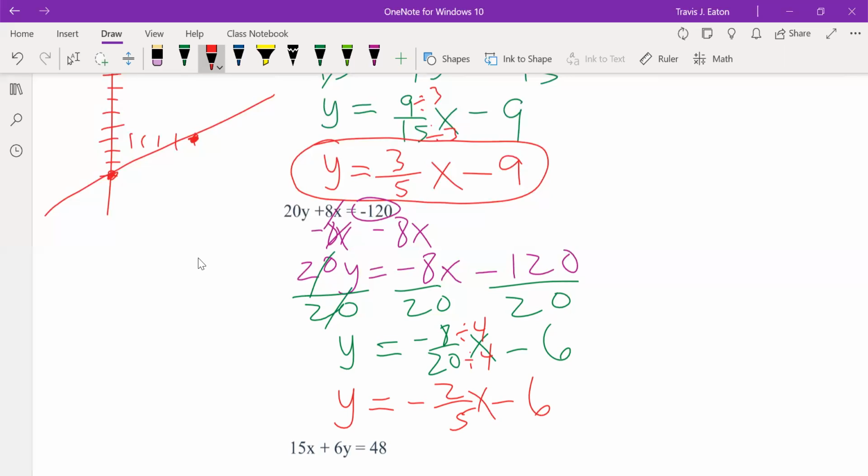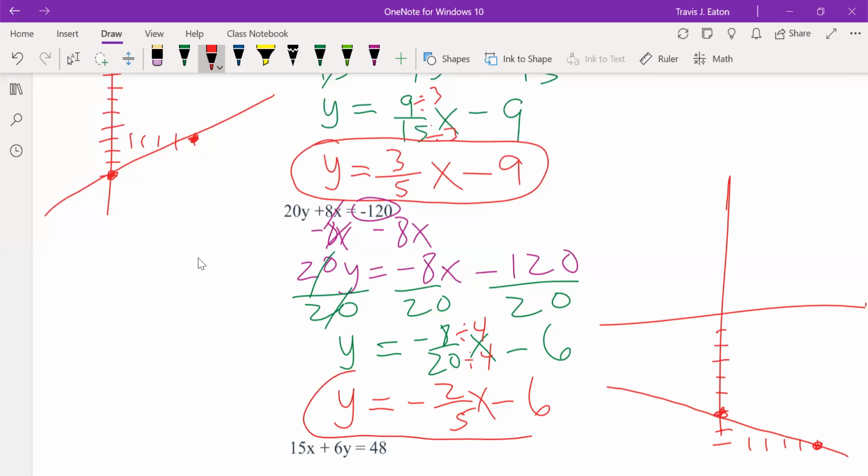So if we were to graph this, we would go down to -6, where the y-intercept is: 3, 4, 5, 6. That would be where our line starts. And it has a slope of -2/5. So it's going to go down 1, 2, and over 5: 1, 2, 3, 4, 5. And our line would go through those points, just like that. Easy to graph using slope-intercept form. Okay.